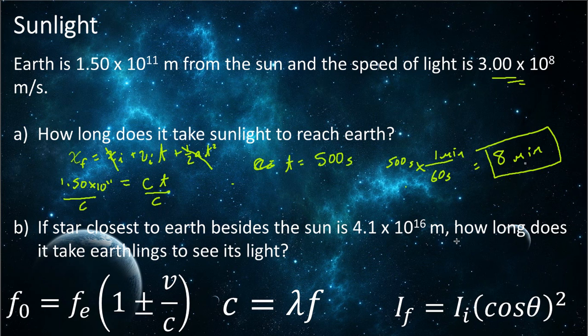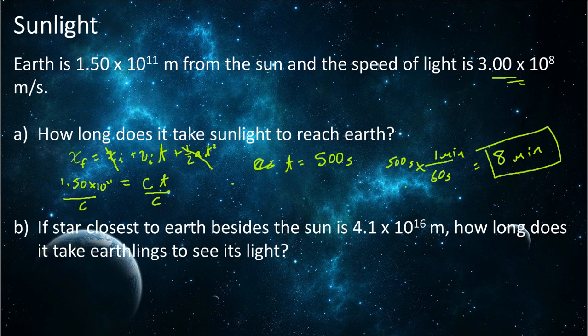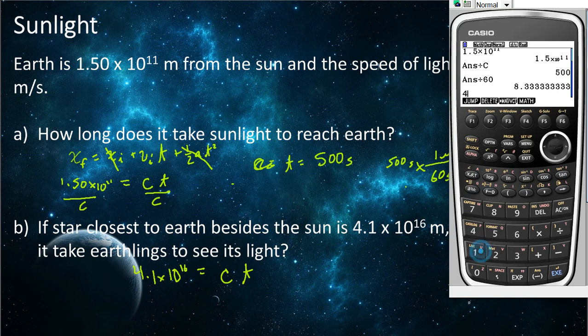All right, so the next part, I'm going to hide the formulas for now. The star closest to Earth besides the sun is 4.1 times 10 to the 16th meters. How long does it take us Earthlings to see the light from this? So basically it's going to be the same thing again. I'm not going to rewrite that formula. So it's 4.1 times 10 to the 16th, it's going to equal our velocity c times time. So I'm going to take that 4.1 times 10 to the 16th and divide that by c, our speed of light.